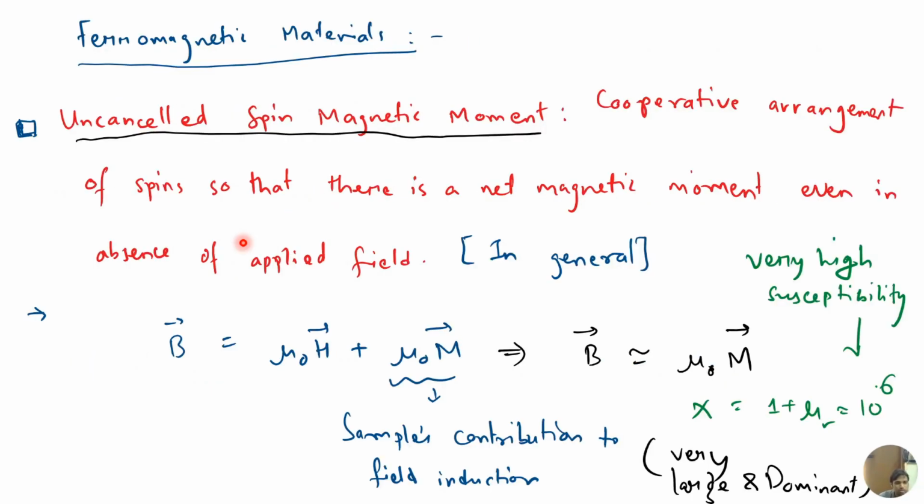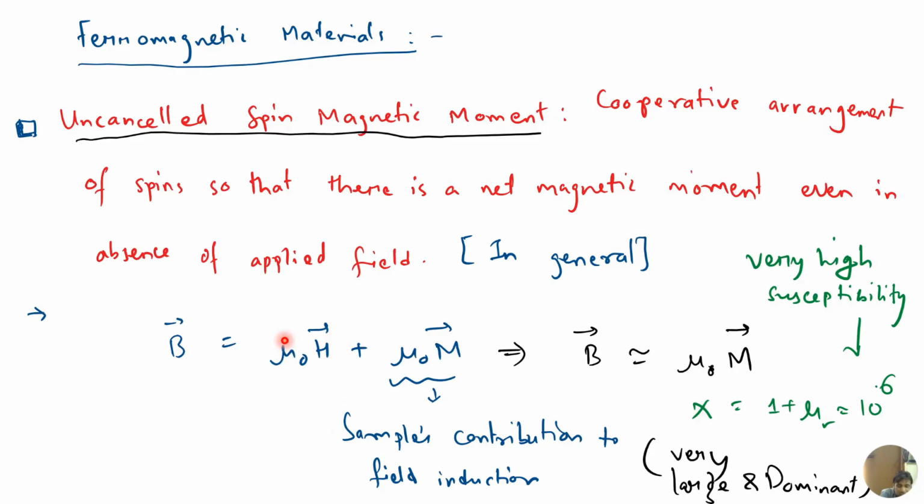Then there is something called ferromagnetic materials. Here, the uncancelled spin magnetic moments can cooperatively arrange themselves so that there is a net magnetic moment even in the absence of a magnetic field. So there is a kind of self-assembly, or self-organization, or self-ordering happening, which is causing a net magnetic moment even in the presence of a vacuum contribution. So B is equal to mu naught H plus mu naught M.